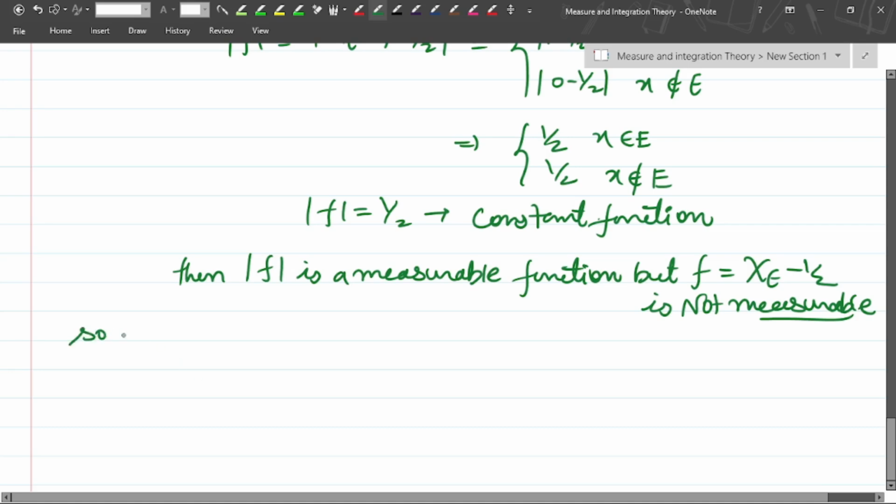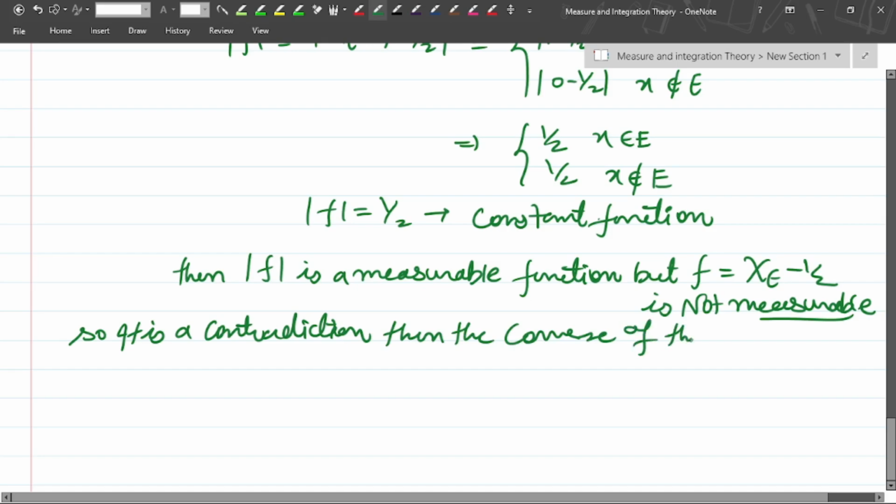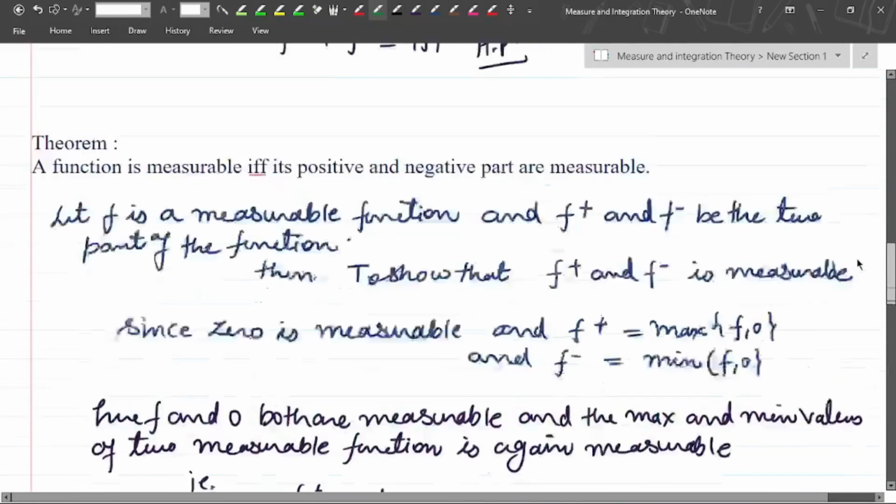So it is a contradiction. Then the converse of the theorem is not true. So this is the theorem. It is basically an important theorem and a very easy theorem.